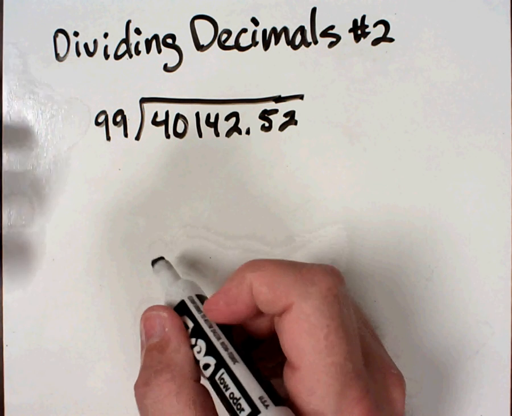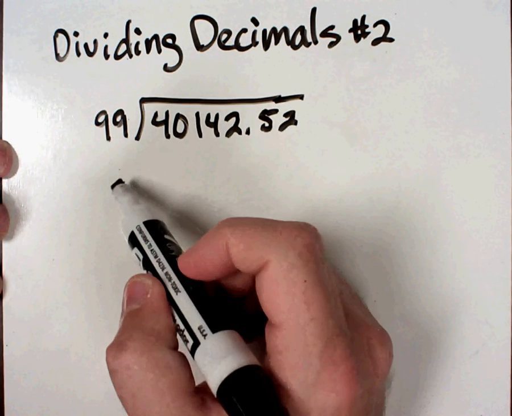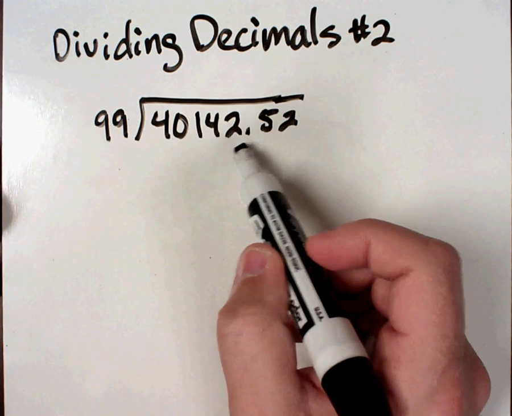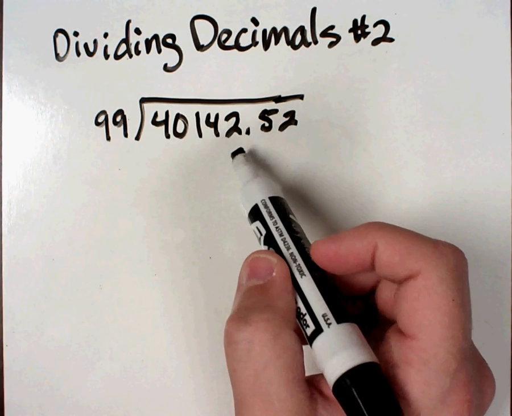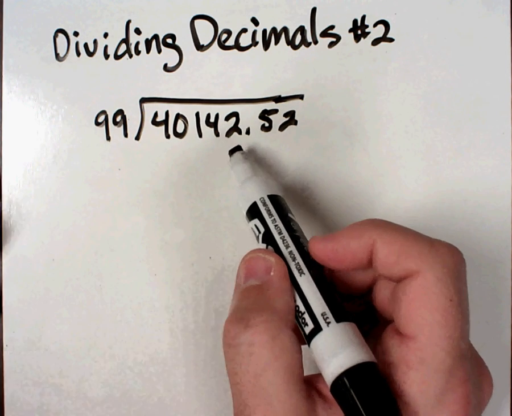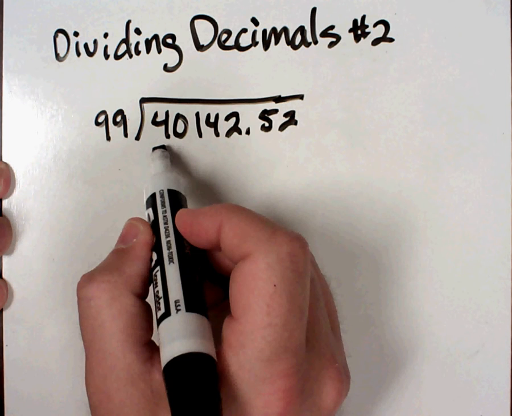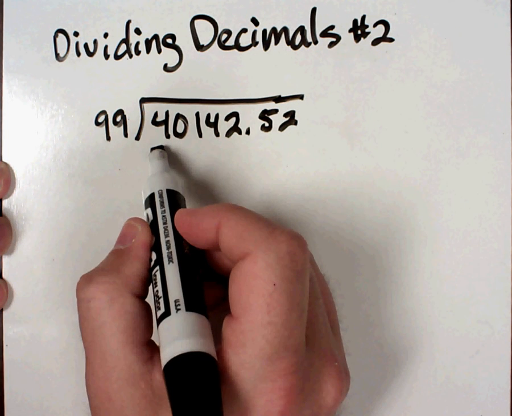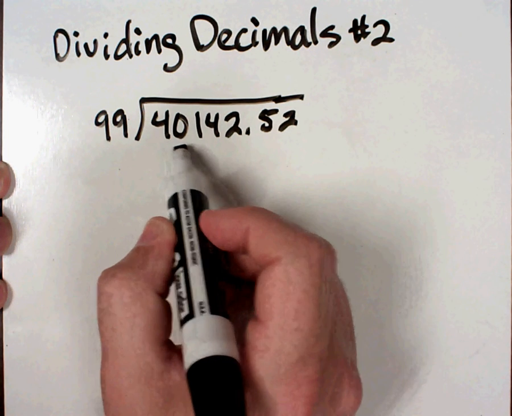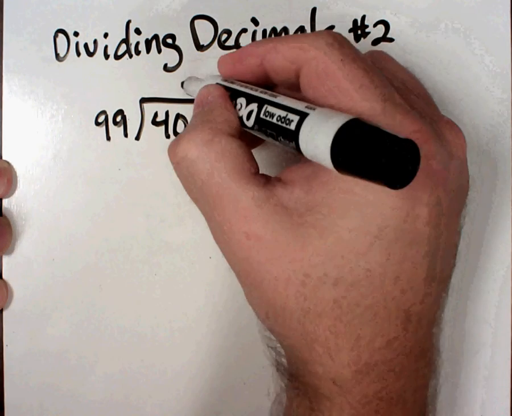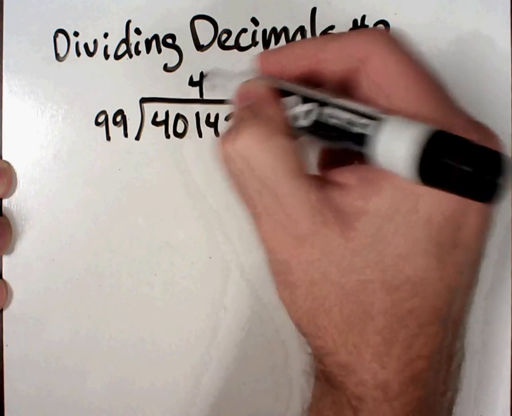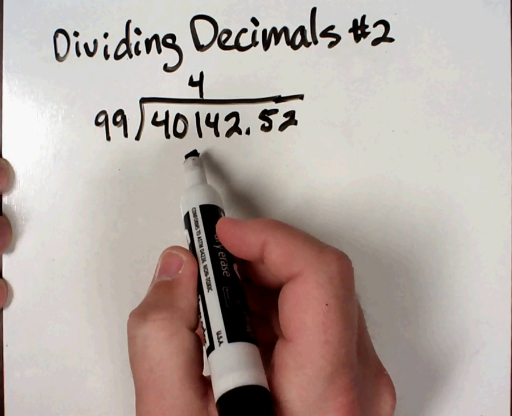All right, so here we go. Again, we're gonna just kind of ignore the decimal for now. We're gonna do the computations, and then we're gonna come back and take care of the decimal at the end. All right, so 99 will go into 4? Nope. 40? Nope. 401? Yes. So 99 will go into 401 4 times because 100 goes into 400 4 times.